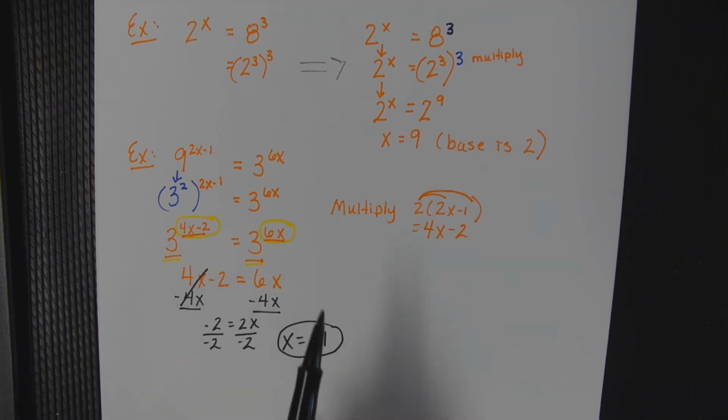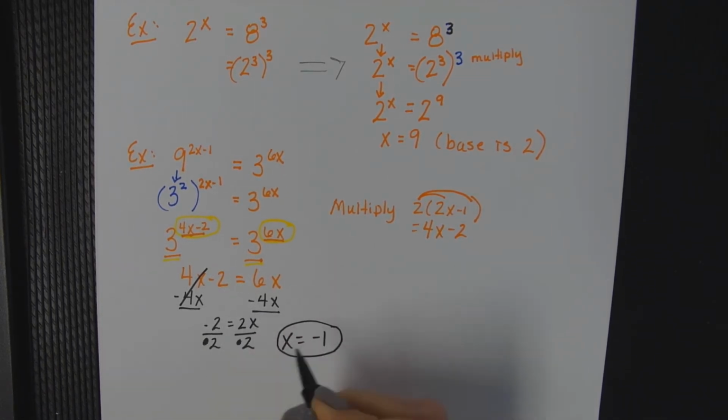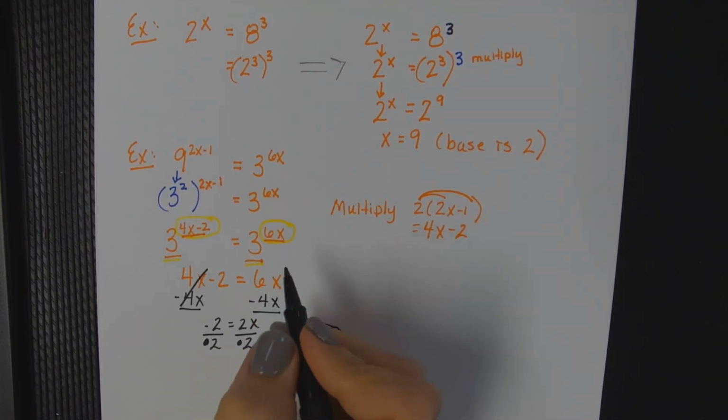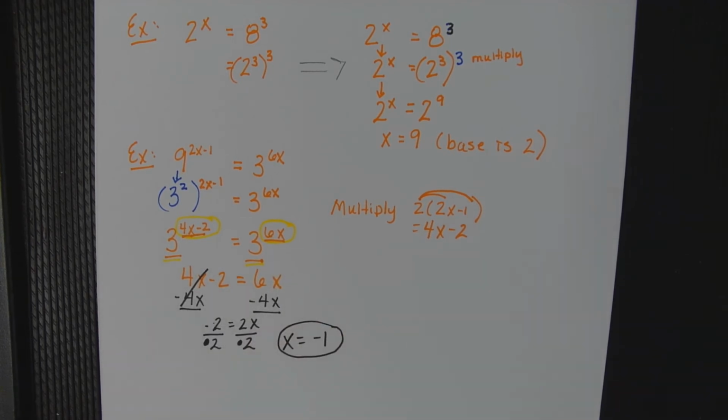How about you divide the 2 and 2x? Okay, sorry, you're right. I was looking at that backwards. You're right. The answer is negative 1. You are dividing by positive 2. Negative 2 over positive 2 is negative 1. Sorry, my fault.